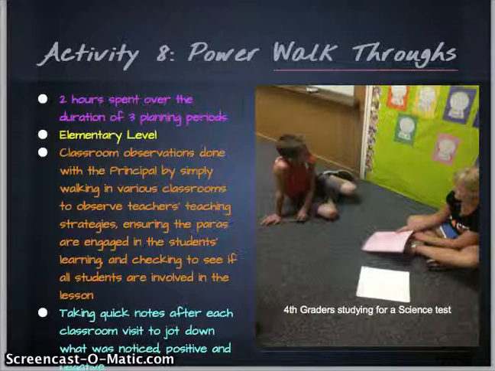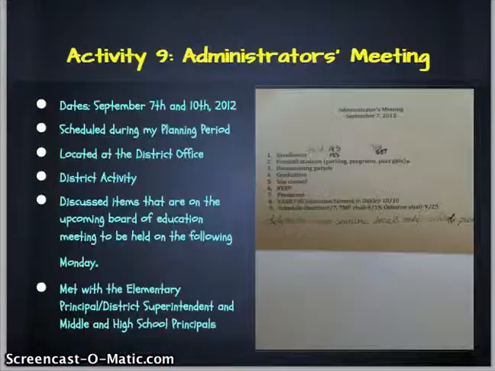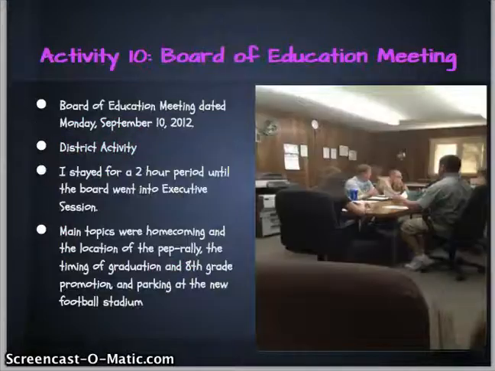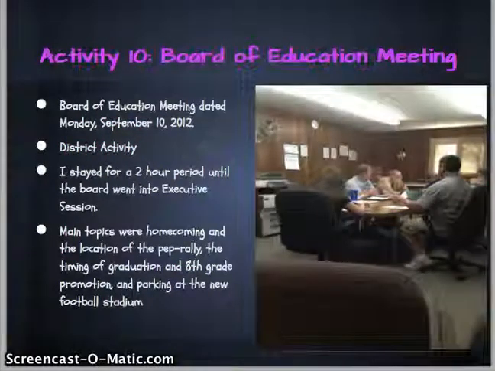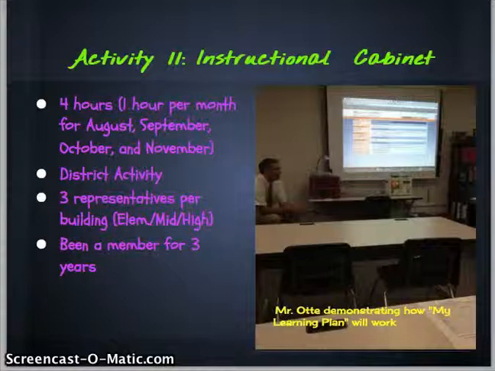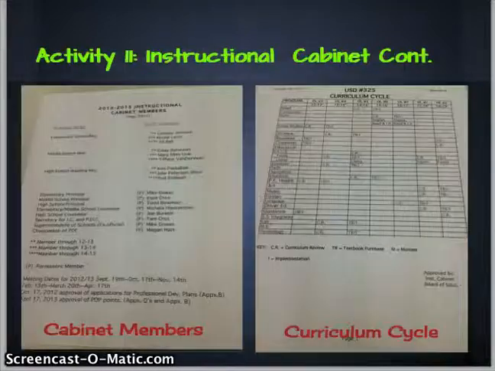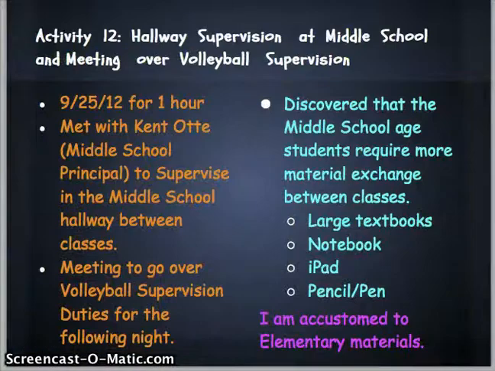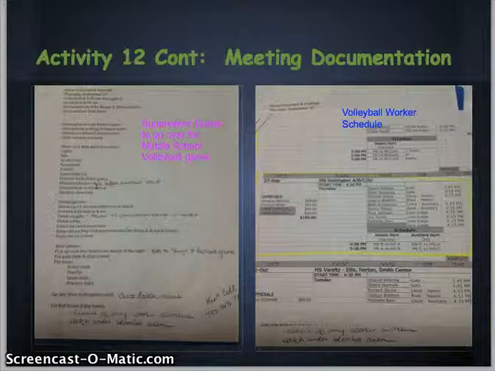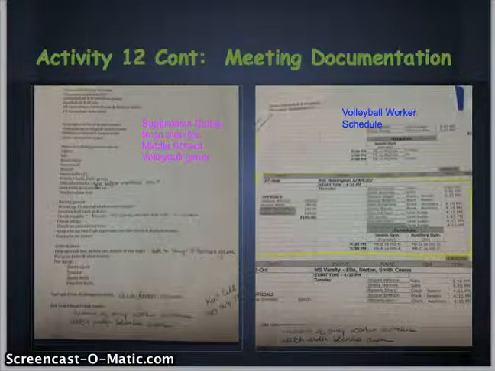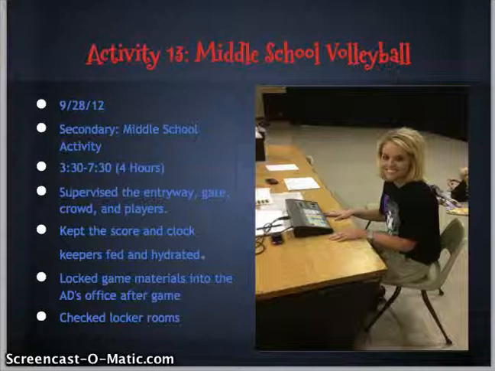Here are some examples of some walkthroughs. Administrators meeting that I attended. Board of Education meeting. Instructional cabinet. Continued. I did hallway supervision at the middle school, as well as a meeting over volleyball supervision. This is some documentation. There's me at a middle school volleyball game supervising. A lot more goes into that than I thought.